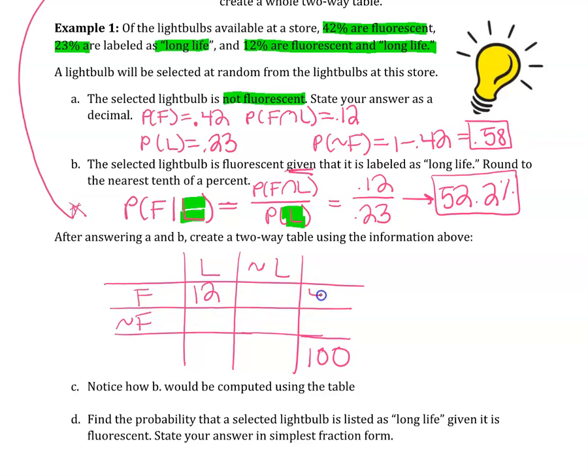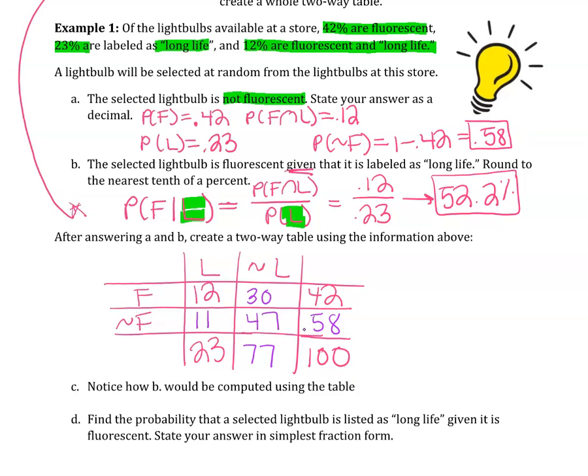Probability of being fluorescent was 42%. Probability of being long life was 23. So out of 100, that's what each of those numbers would be. From there, I'm just filling in the table values that make sense. So like this would have to be 11 for those to add. This would have to be 30. Across here would have to be 77, and right here must be 58, which then makes this 47, because 47 plus 11 gives us 58.